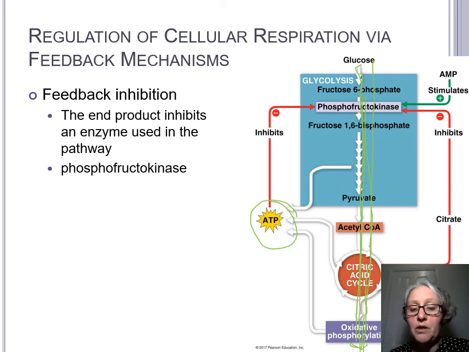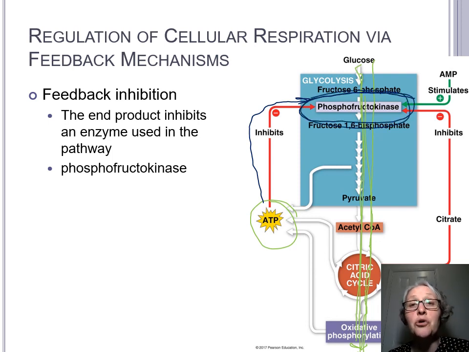And so what ATP will do is feed back and inhibit the enzyme phosphofructokinase. This is the reason that you need to know the name of that enzyme. It's a very important regulatory molecule. It's how feedback inhibition works in aerobic cellular respiration. You do not need to know what's going on with AMP or citrate. I'm really only interested in how ATP can feed back and inhibit the enzyme phosphofructokinase.